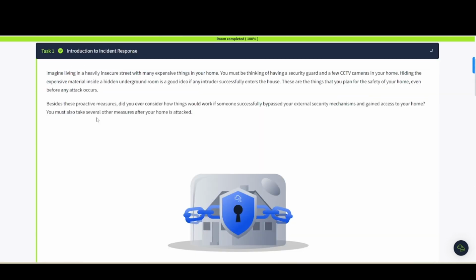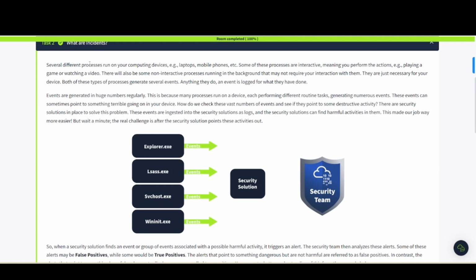Task number 2, what are incidents? Several different processes run on your computing devices, examples, laptops, mobile devices, etc. Some of these processes are interactive, meaning you perform the actions, examples, playing a game or watching a video. There will also be some non-interactive processes running in the background that may not require your interaction with them. They are just necessary for your device. Both of these types of processes generate several alerts or several events. Anything they do, an event is logged for what they have done.